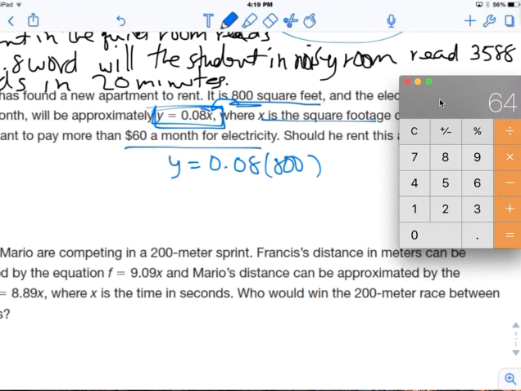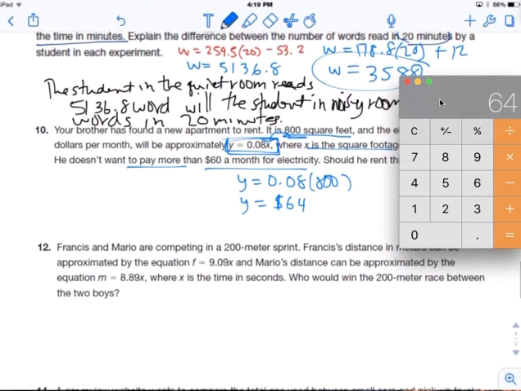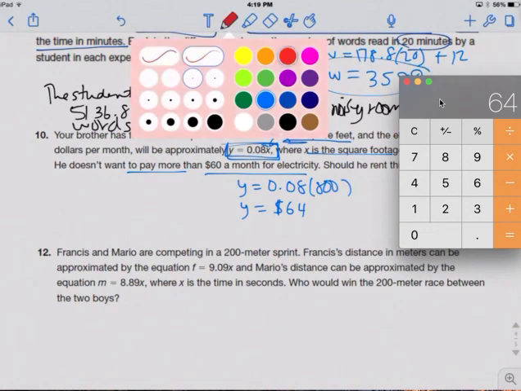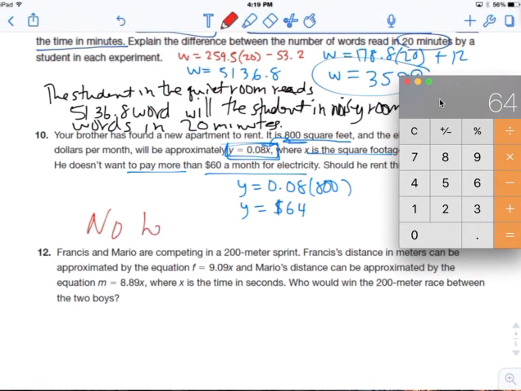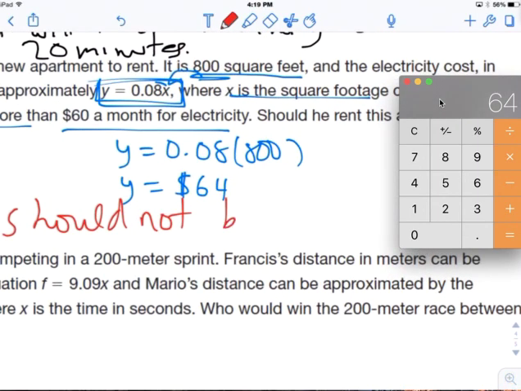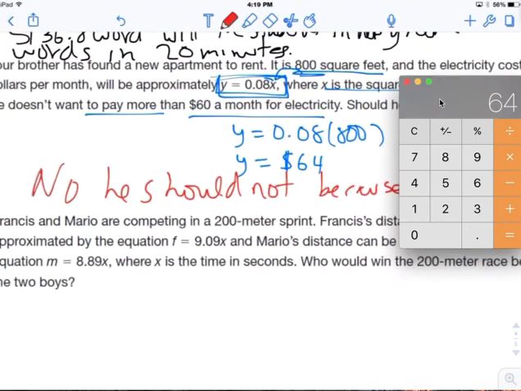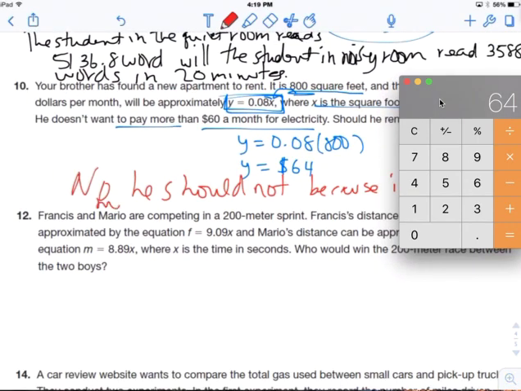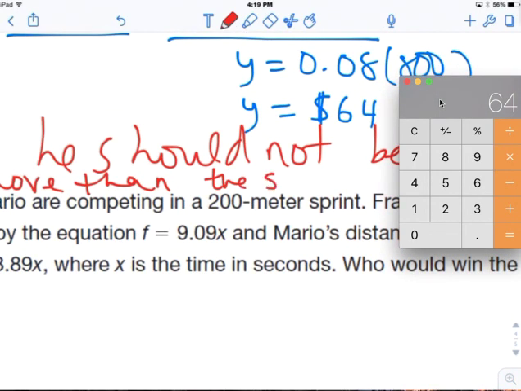It costs him $64. No, he shouldn't rent it. $64. He doesn't want to pay any more than that. Should he rent the apartment? No, he should not, because it is more than the $60 he wants to spend.